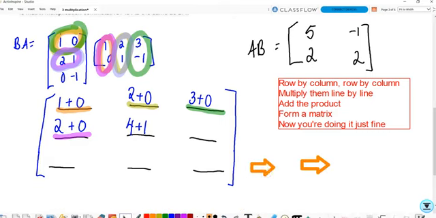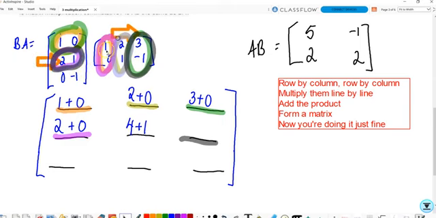So for the second row, third column, this blank, we're going to go with the first entries. So that's 2 times 3. And then the second part, that's the 1 and the negative 1. So 1 times negative 1, negative 1.